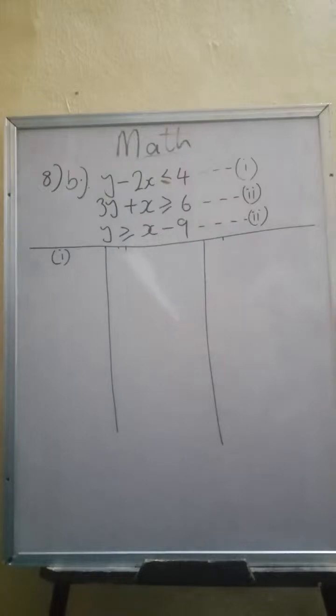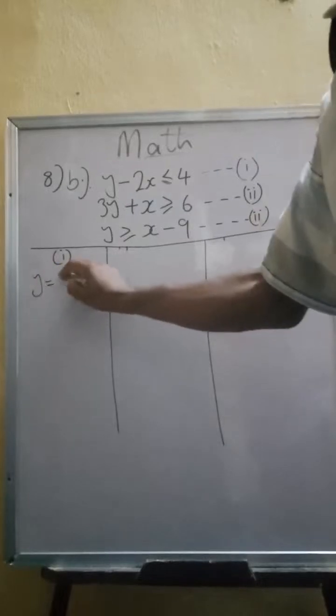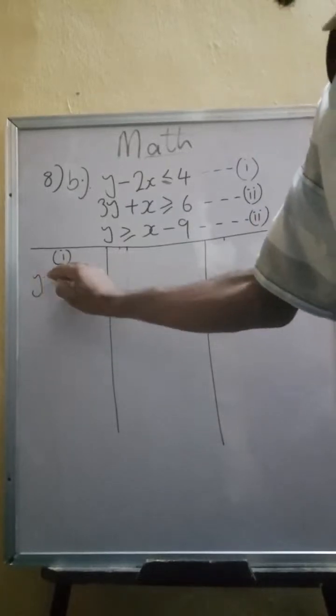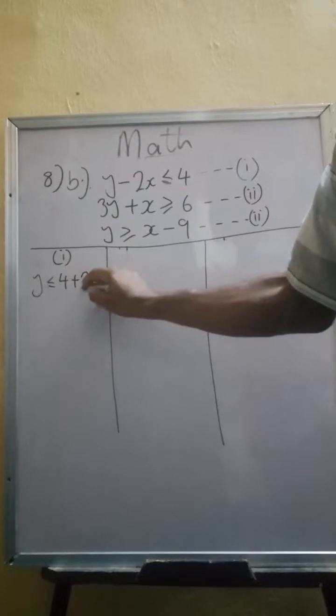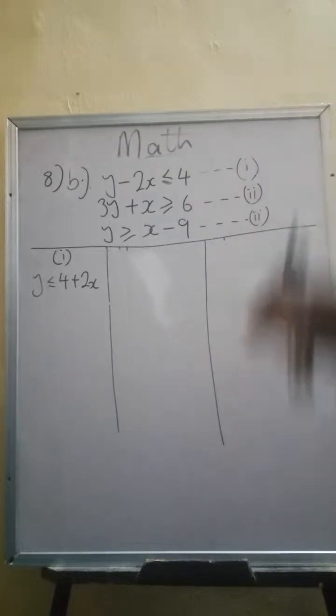So the next thing you want to do is make y the subject of the inequality to know which region is required for each inequality. Make y the subject. So for the first, y is less than or equal to 4 plus 2x. Now in this case, since y is less than or equal to 4 plus 2x, it means the region that is required is below the line.